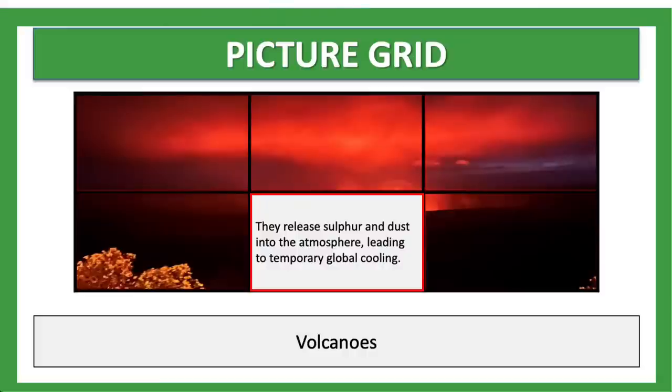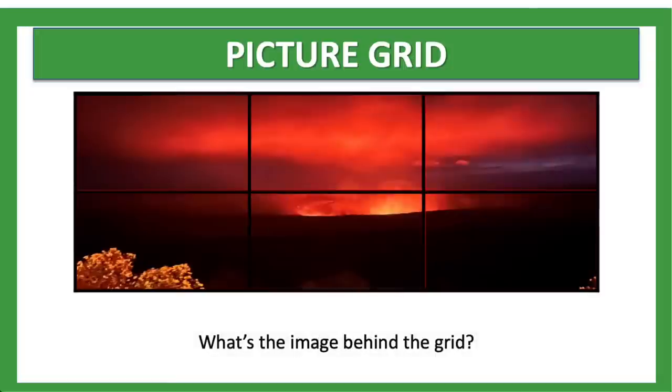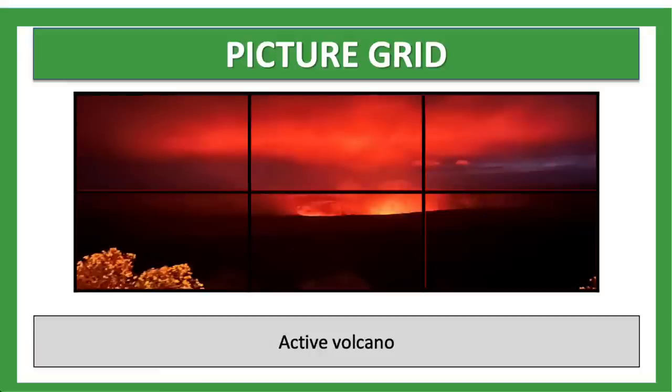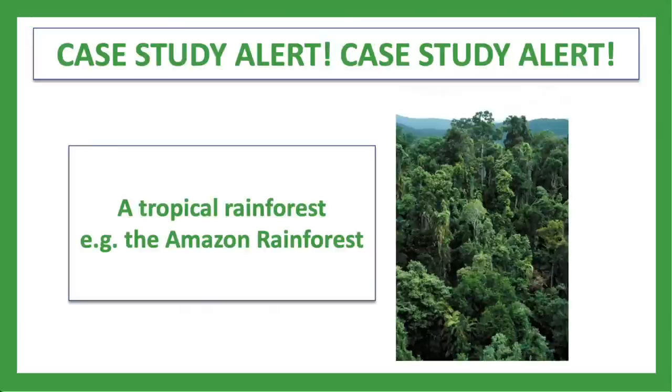Volcanoes are really interesting because in the short term, they erupt things like sulfur and dust, which go into the atmosphere and block the sun's rays from getting down to the Earth's surface, so they could cause cooling. But in the long run, they could be releasing carbon dioxide into the atmosphere, which could then create warming. So it's one of those things where you have to have a little think. And we've already had some brilliant people saying the image behind the grid is Kilauea in Hawaii, an active volcano. Absolutely brilliant stuff there. Well done.